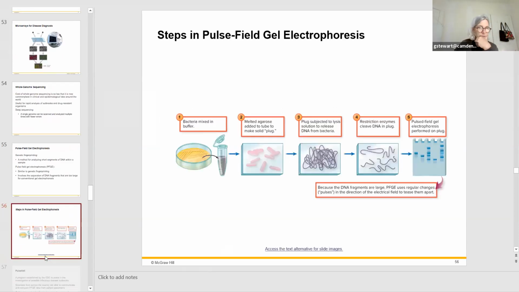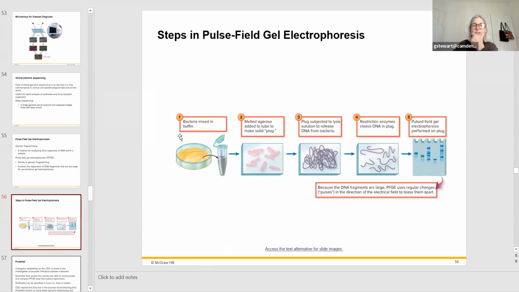This one here, so it can be a little bit faster. You would have your organism, your unknown bacteria, and you'd collect it from an isolation plate and put it into this melted agarose tube. Then you lyse all the DNA, and it is cut by restriction enzymes. First you lyse all the bacteria to get the DNA out, and then you treat them with restriction enzymes. But rather than looking for small pieces that are cut, you're looking for large segments that are cut.